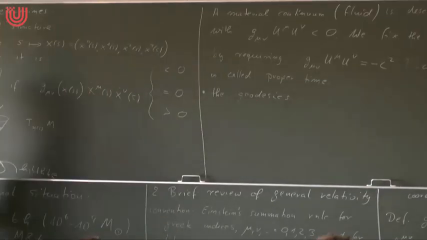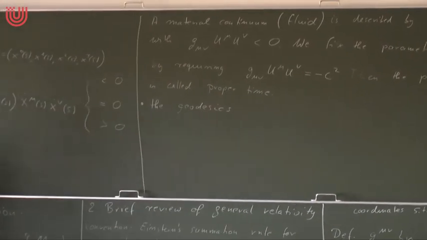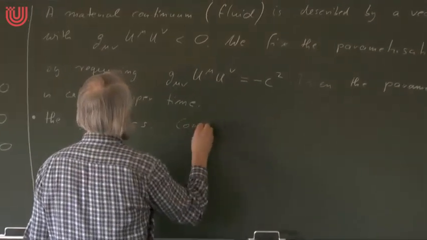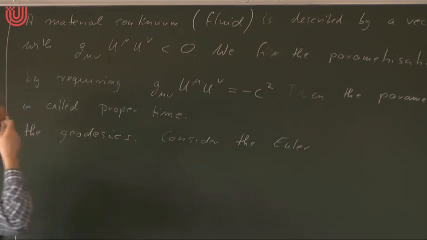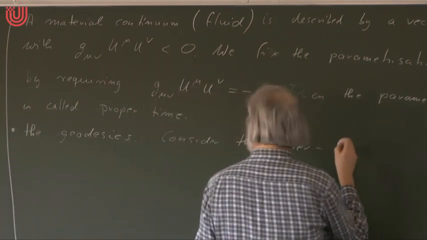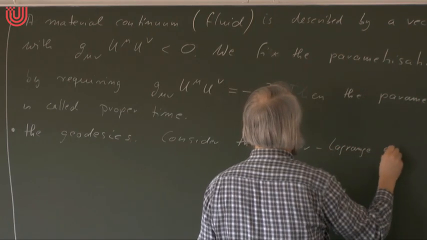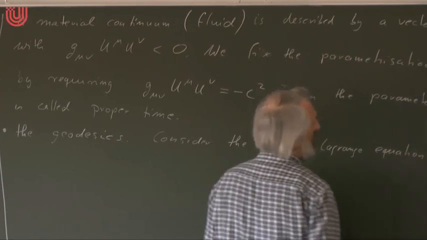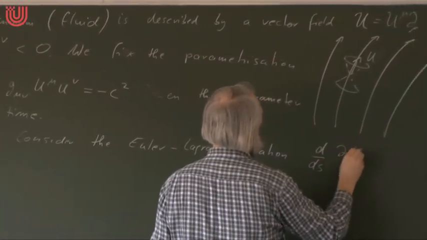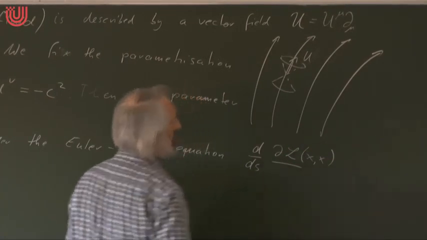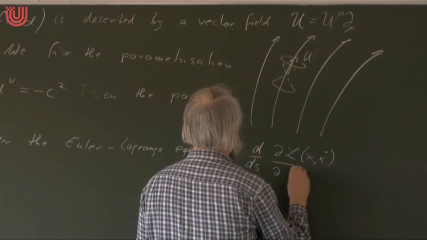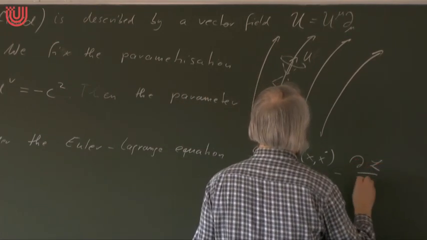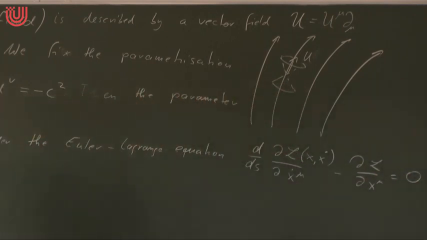The best way of writing the geodesic equation is by using the Lagrange formalism. I hope everybody knows the Lagrange formalism from a course on mechanics. The Euler-Lagrange equation, what was this? If you have a Lagrange function, then you write down the Euler-Lagrange equation. L is the Lagrangian, it depends on x and x dot. That's the usual way of writing it in classical mechanics: d/dt of ∂L/∂ẋ^μ minus ∂L/∂x^μ is zero. That's the Euler-Lagrange equation. And we do this for a particular Lagrangian.